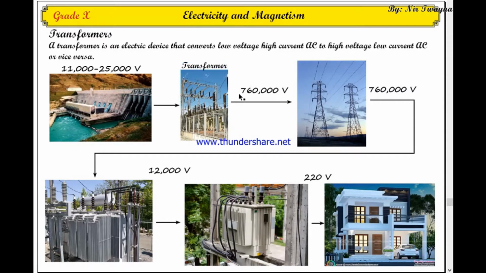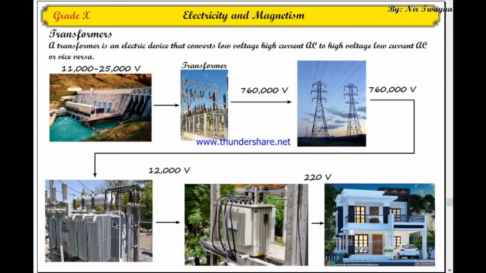Okay, and similarly this device does not alter the voltage. Yes, 760,000 volt, and same here. Okay, this device is not a transformer, this is simply a transmission line, this is simply a tower which supports the wire, that's all.